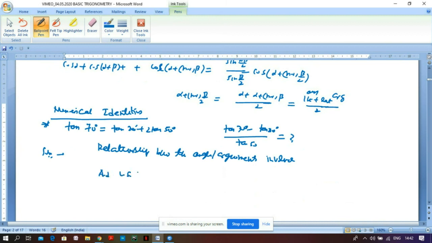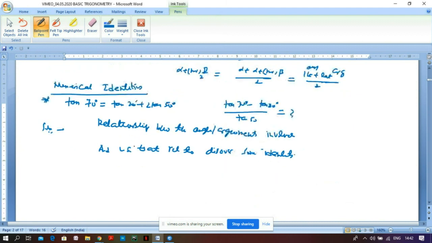and use that relation to discover some identity. In this case, you have got 70 and 20. So 70 plus 20 is 90. So what I do is suppose we have angles alpha and beta such that alpha plus beta is 90 degree. If this is there, then I can write tan of alpha minus beta, their difference, by the tangent formula, as (tan alpha minus tan beta) over (1 plus tan alpha times tan beta).